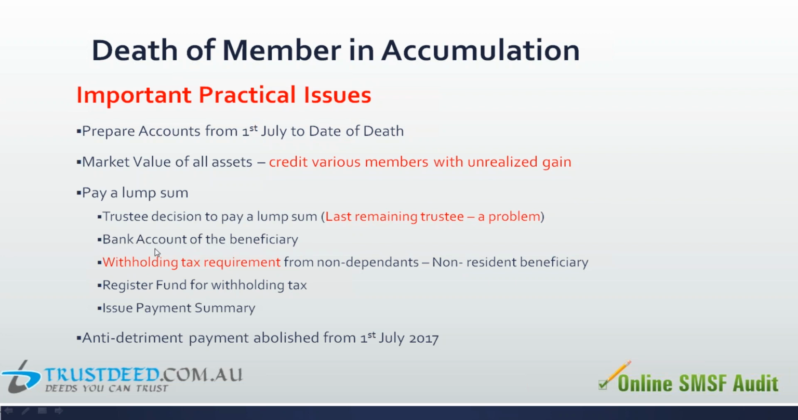The next thing is to get the bank account of the beneficiary, and then you have to register the fund for withholding tax, because if you are paying to a non-dependent, there's a withholding tax requirement. That means 21.5, 22% tax has to be withheld. Now, some of the non-dependents could be living overseas, and the withholding tax requirement is the same.